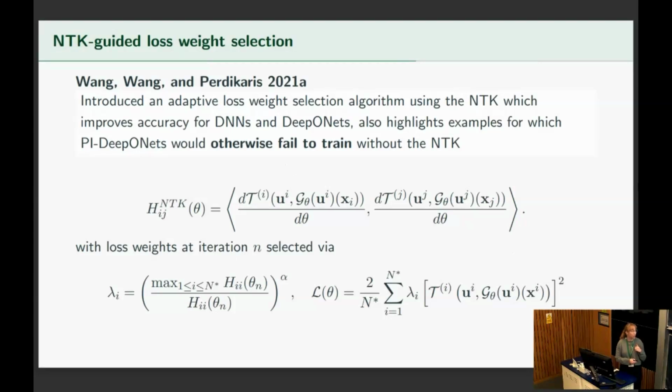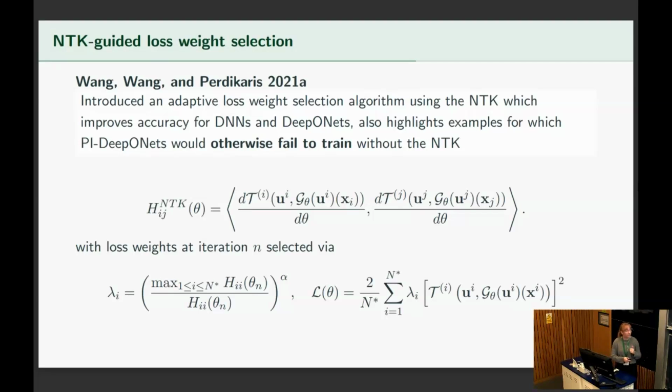Alpha is a tunable parameter that is usually chosen by hand, either to be 1/2 or 1. And again, the main contribution of this work is that they were able to use this method to train problems that physics-informed DeepONets on their own otherwise fail to train, such as viscous Burgers' equation and 2D Stokes flow, the one I showed you earlier. However, computing this matrix is extremely expensive, and using this NTK weight loss algorithm, although it works and improves the accuracy of DeepONets, it increases your computational cost by a factor of 6.